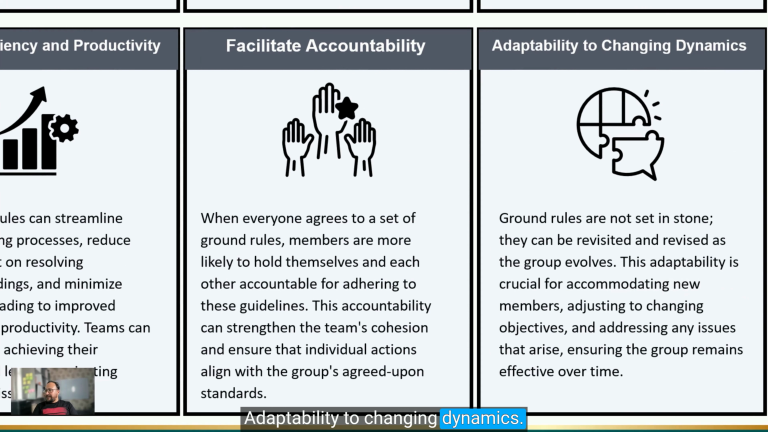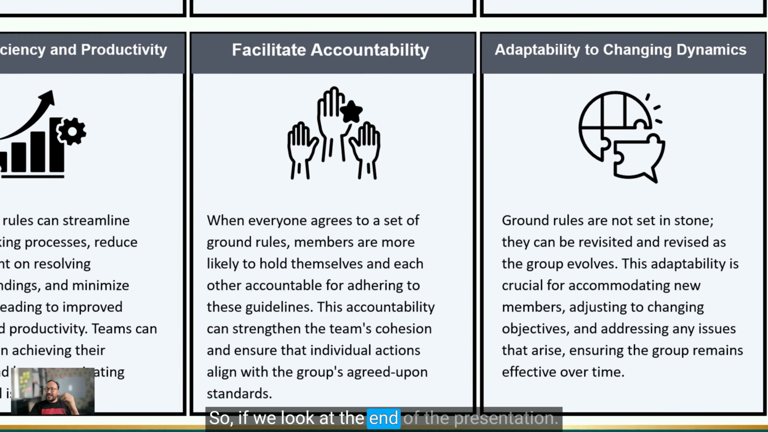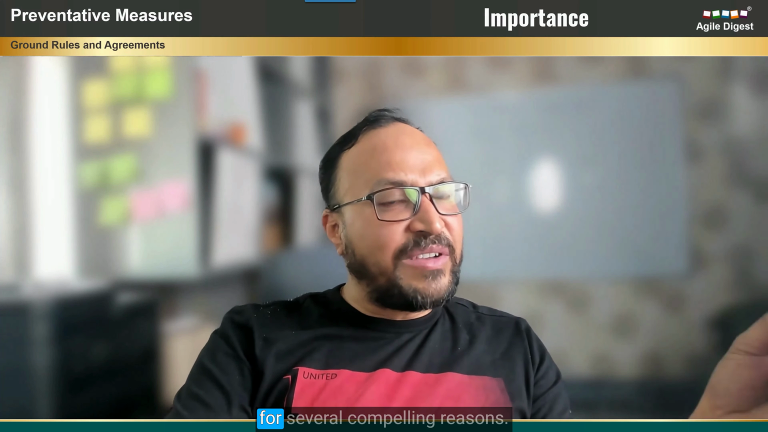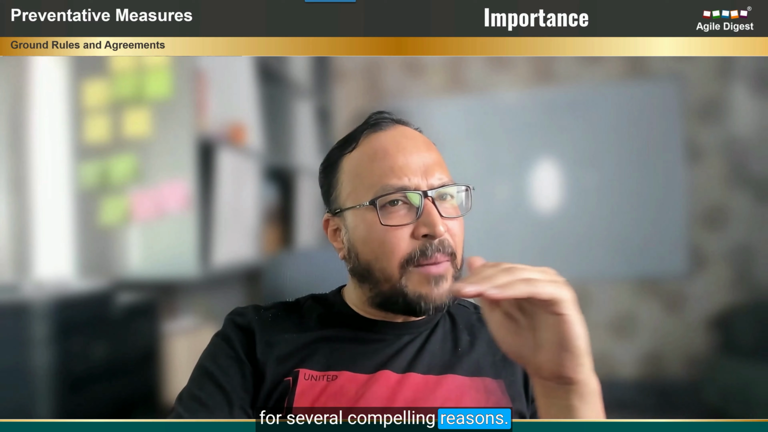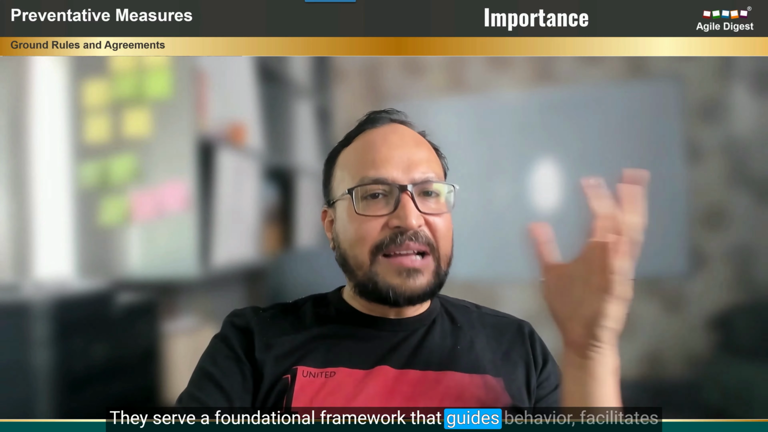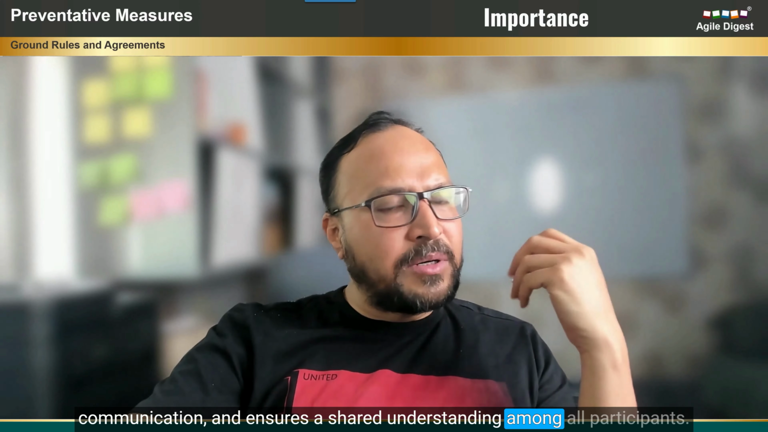Adaptability to changing dynamics. Ground rules are not set in stone. They can be revisited and revised as the group evolves. And this adaptability is crucial for accommodating new members, adjusting to changing objectives and addressing any issues that arise, ensuring that the group remains effective over time. So, ground rules and agreements are crucial in both professional and personal settings for several compelling reasons. They serve as a foundational framework that guides behavior, facilitates communication, and ensures a shared understanding among all participants.